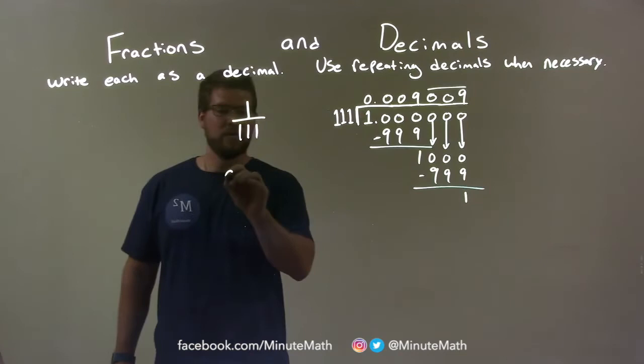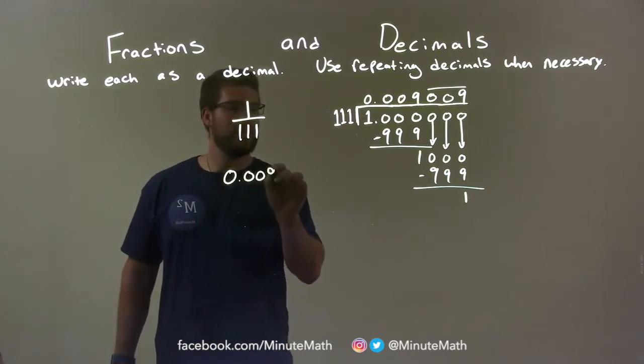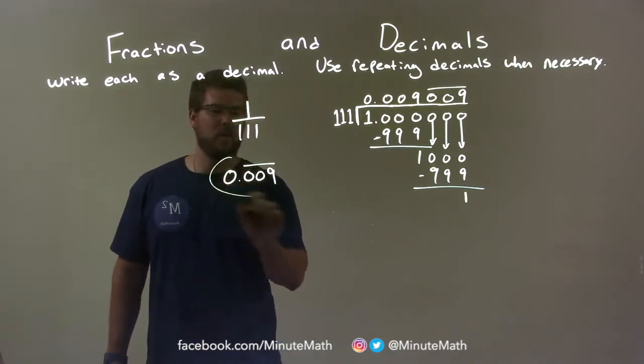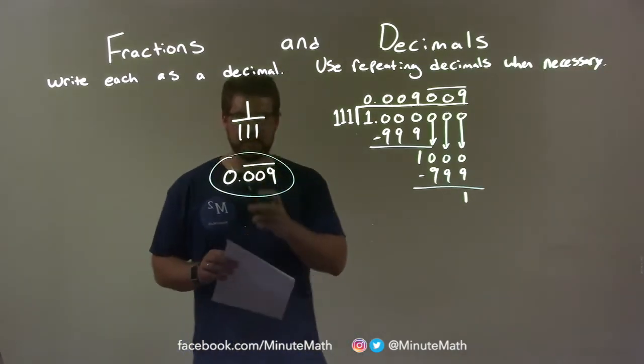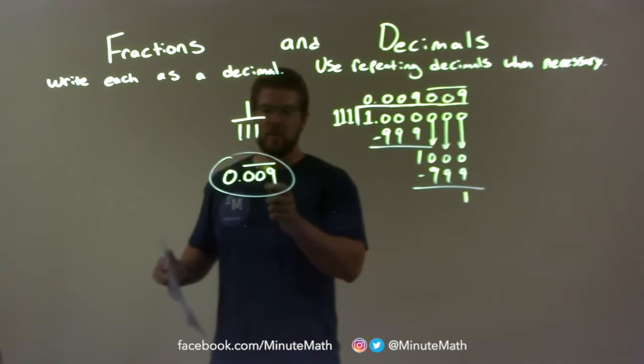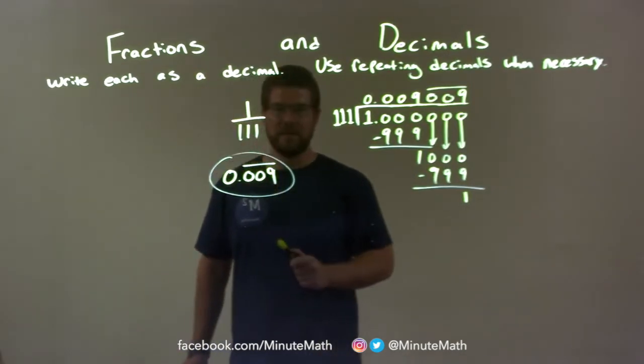And so our final answer is 0.009, and we just repeat that part there. We only need to write it once. So again, our final answer is just 0.009 with the 009 repeating.